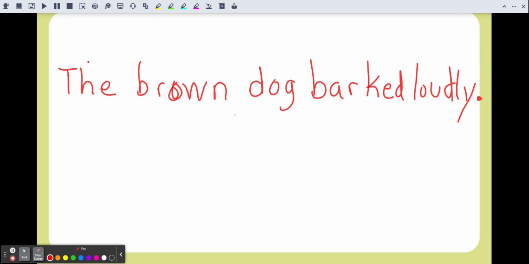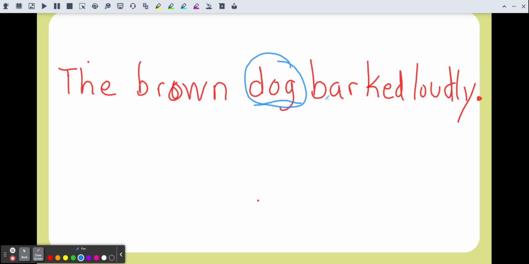Let's look at this word. I'm going to underline it. What part of speech is this word? Okay, did you say noun? You did say noun. You are correct. So I'm going to circle the word dog because it is a noun.